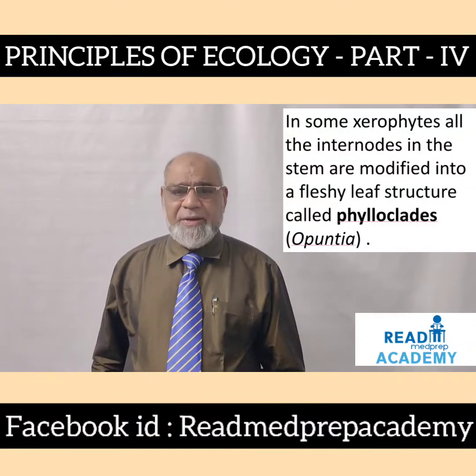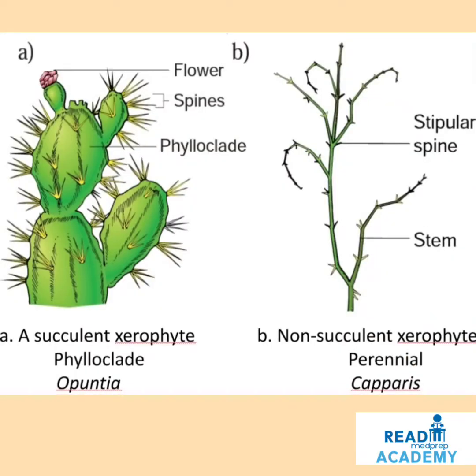Example, Opuntia. Here in this image on the left side, you can see a succulent xerophyte with phylloclade, Opuntia, where you have the spines present on the modified stem, which is called the phylloclade. On the right side, you can see in the image a non-succulent xerophyte perennial, Capparis, where it has a stem which is modified with the stipular spines.